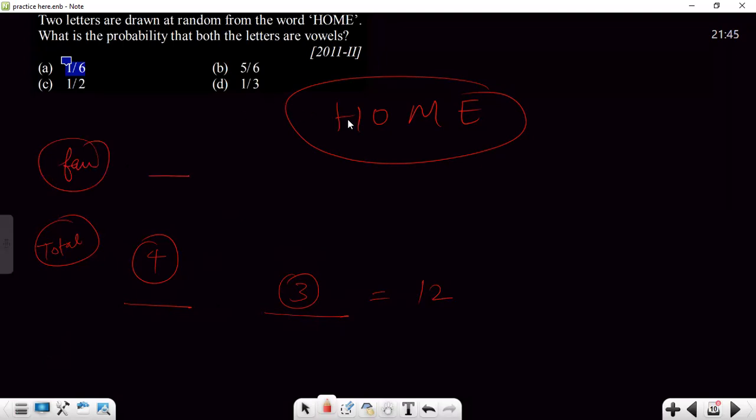What about favorable? We have to withdraw only vowels. How many vowels are there? Two letters have to be withdrawn. Two vowels are there. Two choices for the first, one choice for the second. Total number of favorable cases is two here. Probability of any event is the number of favorable cases upon total possible. So 2 by 12 is 1 by 6. Clear? Yes, sir.